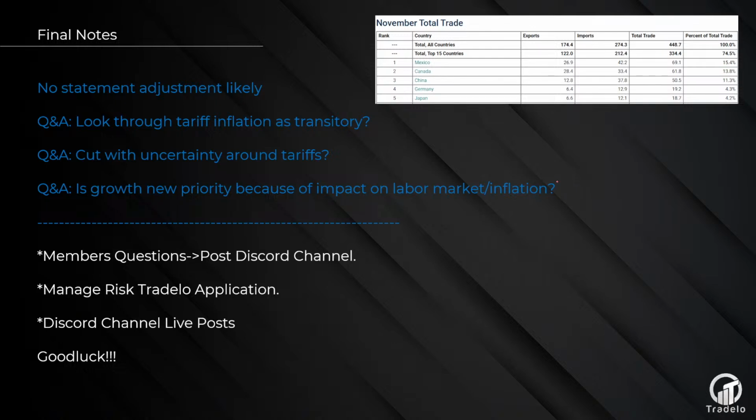And then, like I said, is growth the new priority? Are you going to prioritize the economy and the labor market still, or perhaps are we going to start prioritizing inflation again? I think that is the key takeaway for tomorrow, and that's of course where you need to be focusing your attention.